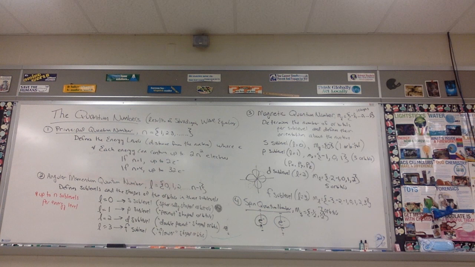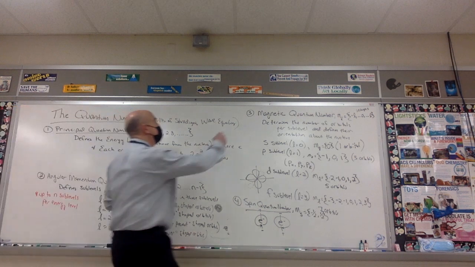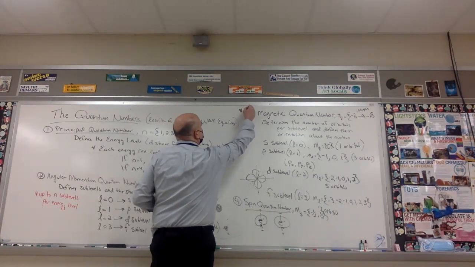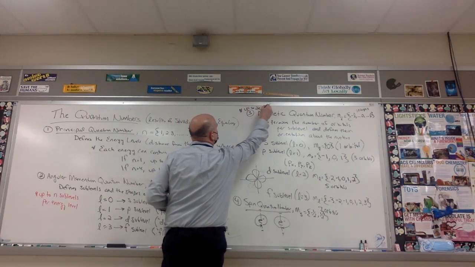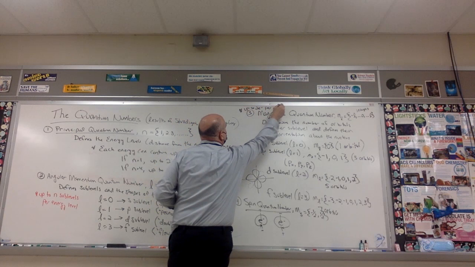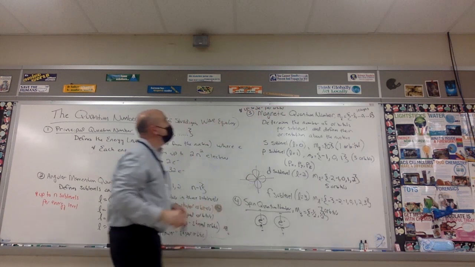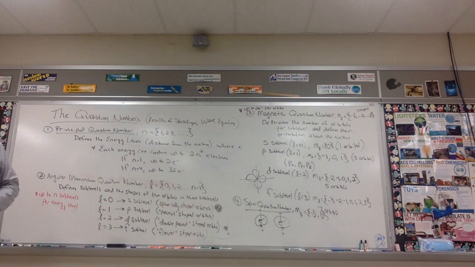To jump ahead a little bit, this is what allows two electrons to occupy an orbital. Oh, I forgot to put that up here: up to 2 electrons per orbital.